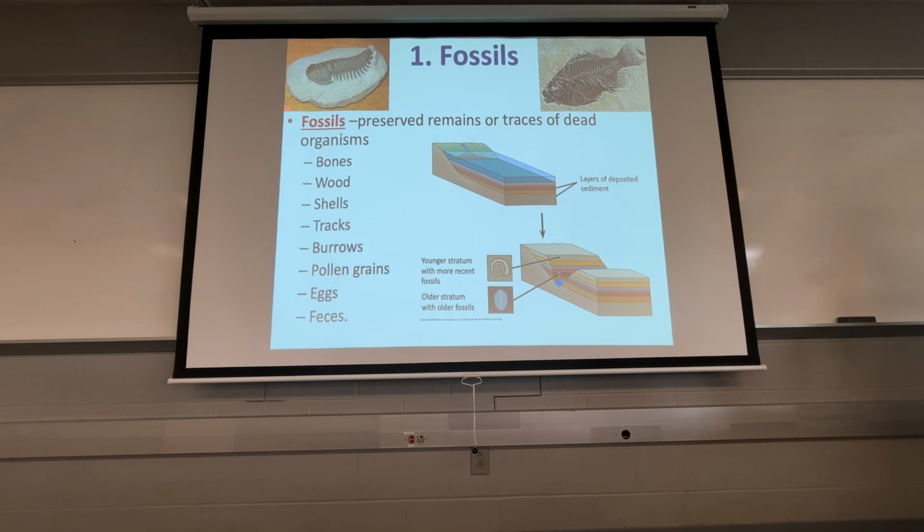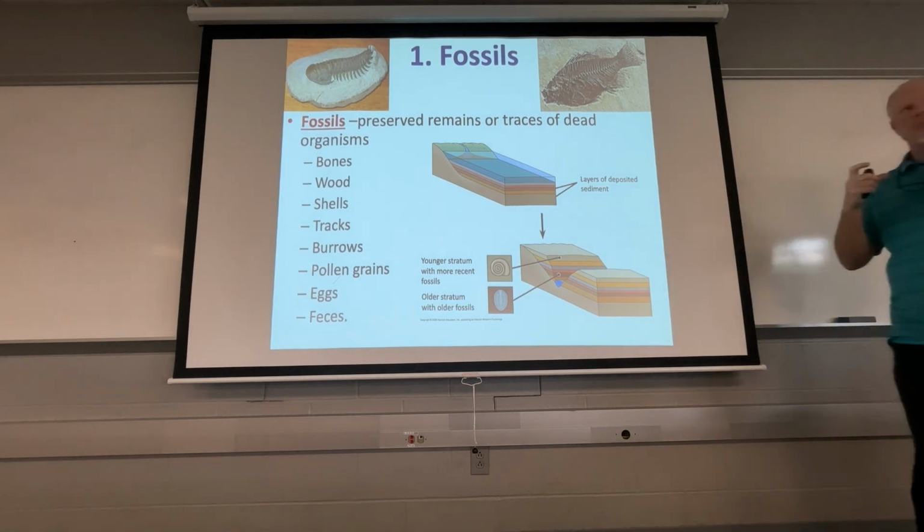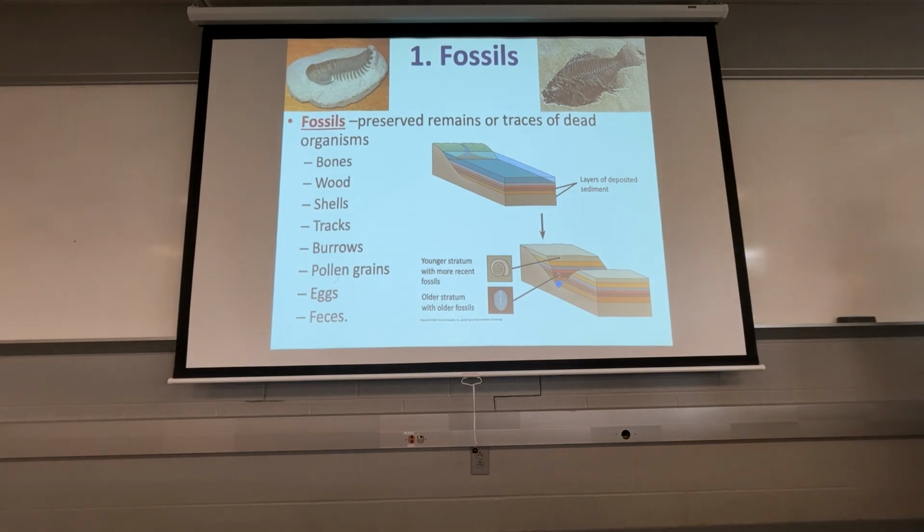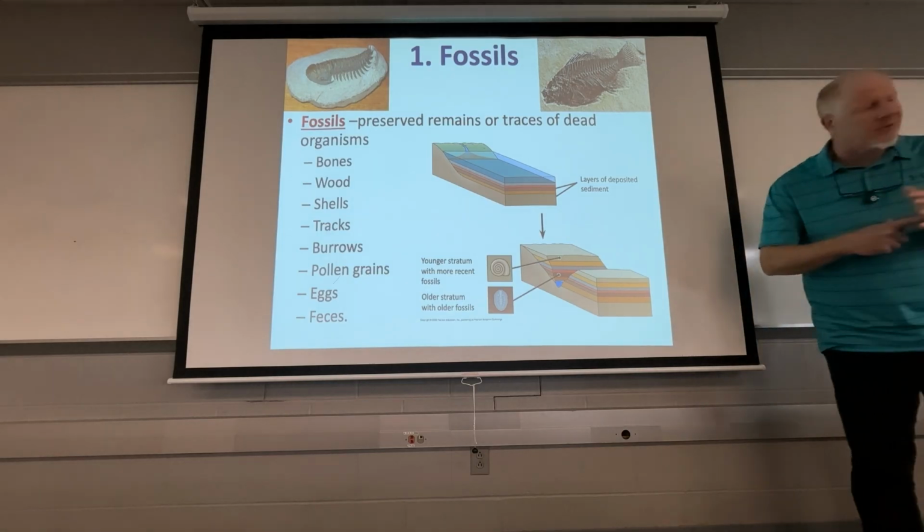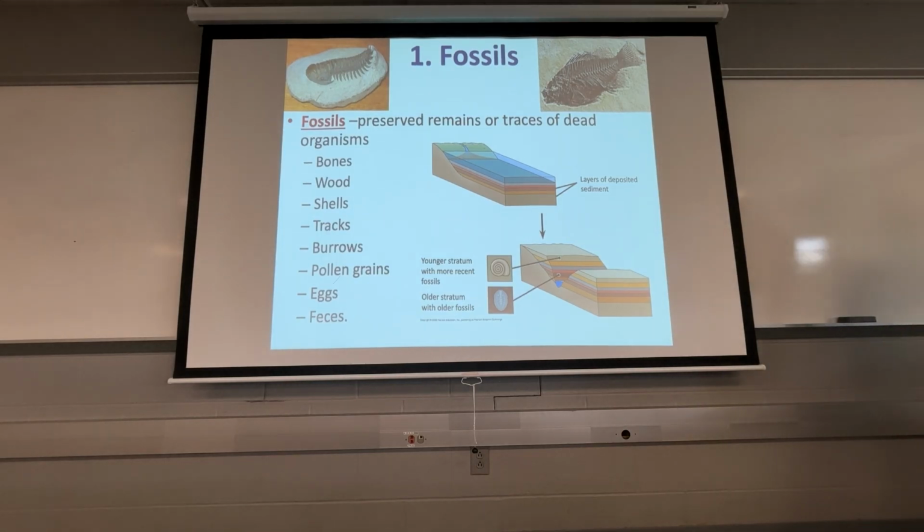The big problem with fossils are only things that are really hard and strong, and they resist degradation, are the ones that actually fossilize well. So things like bone, wood, shells, tracks, things like burrows, pollen grains, eggs, feces, organisms that have hard components are what fossilize well. Soft organisms do not fossilize well. We don't have great fossils of jellyfish. We have some, but not lots of them. They're soft without any hard components to it. But vertebrates, we have great fossils of vertebrates, right?